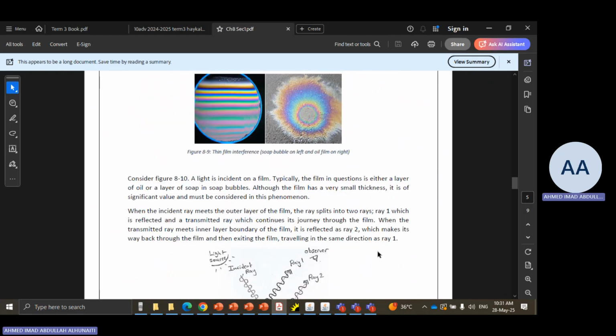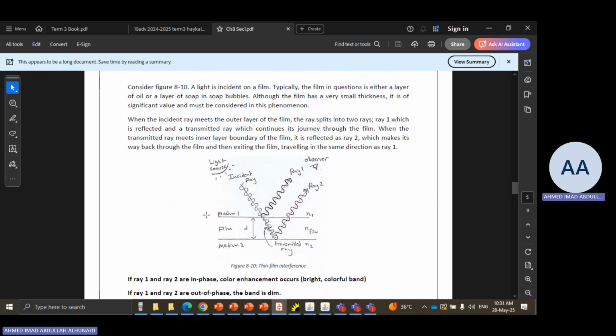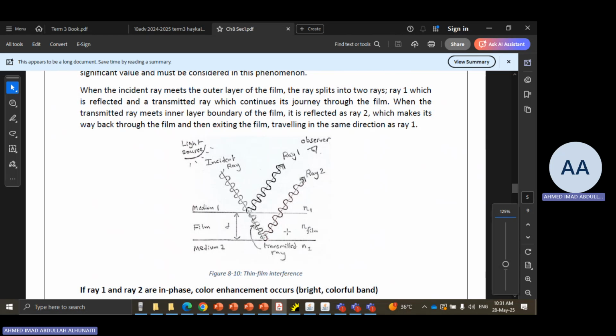Okay, so we need to break down what's going on into a 2D view. So here I'm looking from the side. Now we have typically three mediums: medium 1, a middle medium, and then medium 2. The middle medium, we always refer to it as the film. Light is incident.